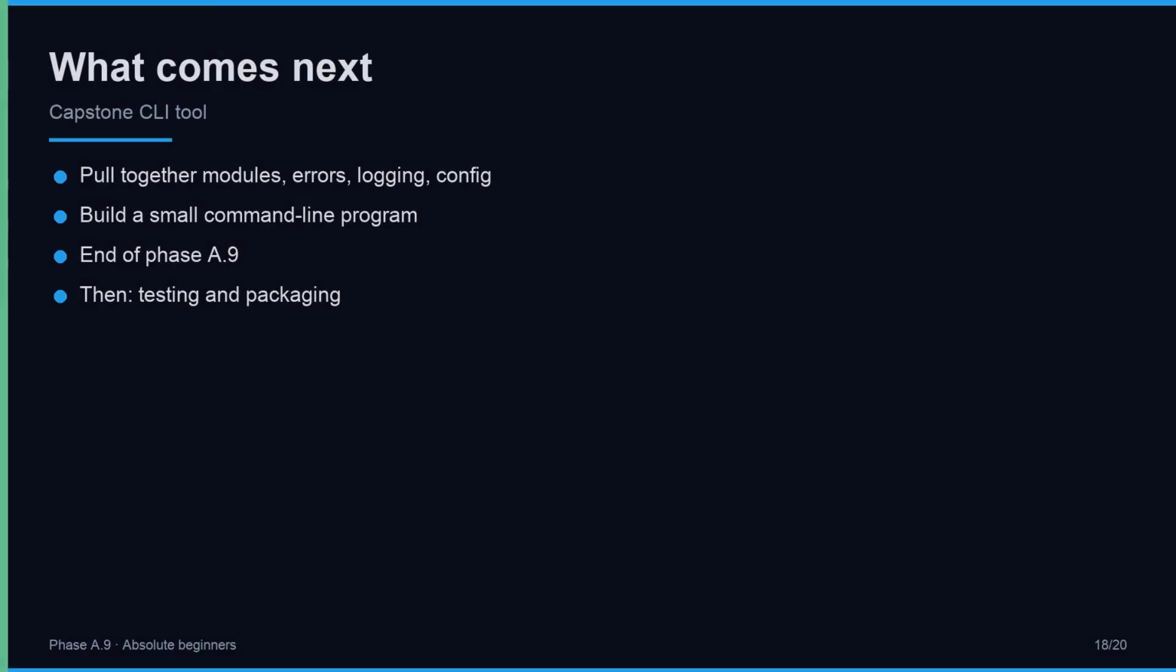Next lesson is the capstone. You build a small command line tool that uses everything from this phase: modules, type hints, the src layout, logging, and configuration. The tool reads a setting from .env, logs what it does, handles errors cleanly, and runs from the command line with arguments. After the capstone, phase A.9 is complete. Then we move to testing and packaging.